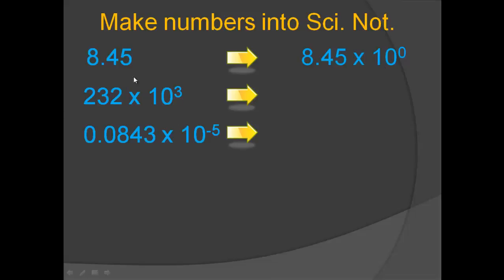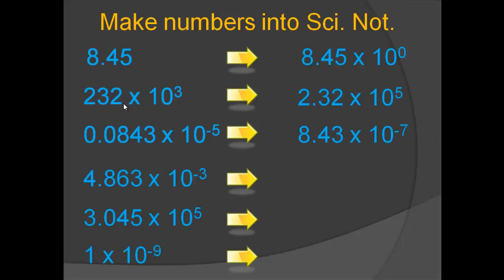Put this guy here into scientific notation. You obviously would need to move the decimal spot, which is not shown, but you assume it, right? It would be here, and you would move it 2 spots. And since you're moving it to the left, this number is essentially getting smaller. So that means that the exponent gets bigger by the same number of spots that you're moving the decimal point. So it'd be 2.32 times 10 to the 5th. The next one would obviously be 8.43 times 10 to the negative 7th.